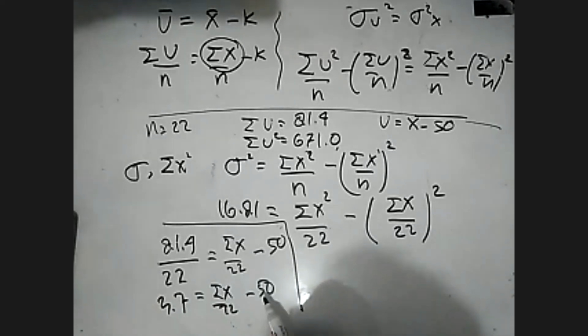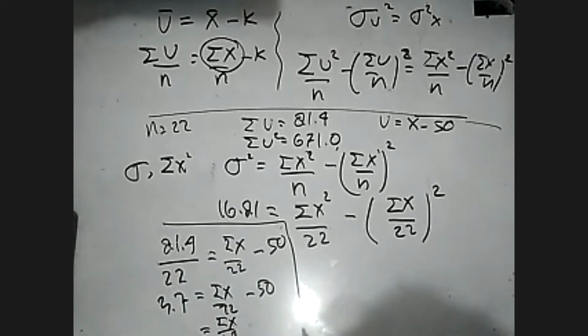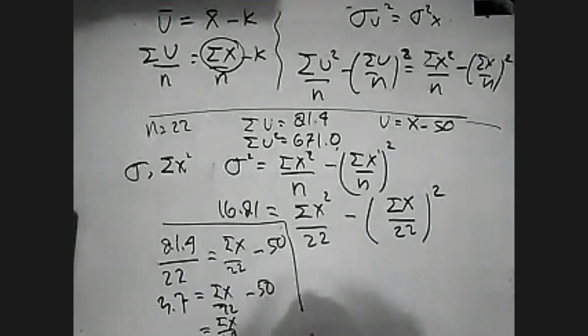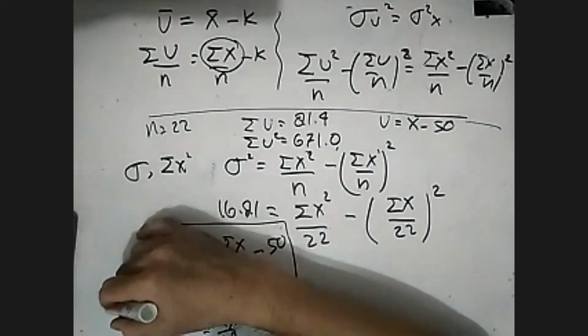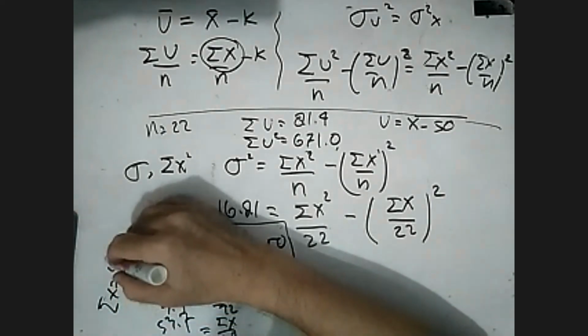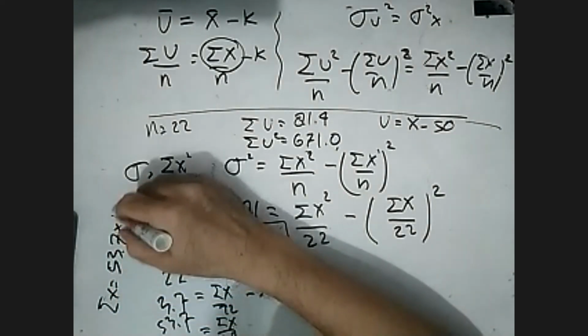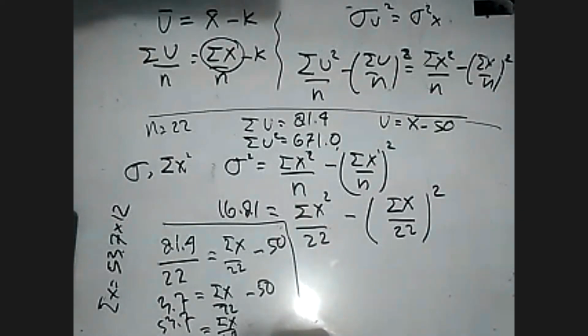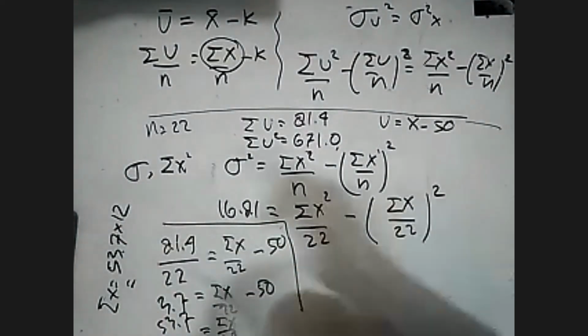Next, put the 50 to the other side. So we have sum of the x over 22 is 3.7 plus 50, yes, 53.7. Now, to find sigma x, the 22 goes to the other side. Sigma x is 53.7 times 22.